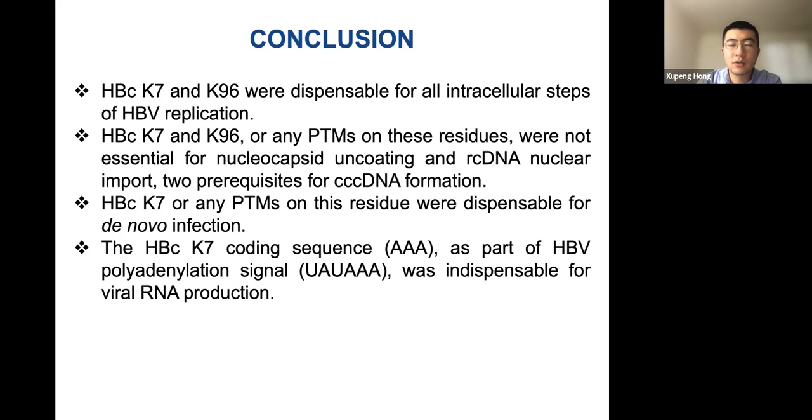And our results also indicate HBC K7, or post-translational modifications on K7, were dispensable for de novo infection. Instead, the coding sequence of HBC K7, AAA, is a part of the poly-A signal UAUAAA, which is critical for viral RNA production during the infection.